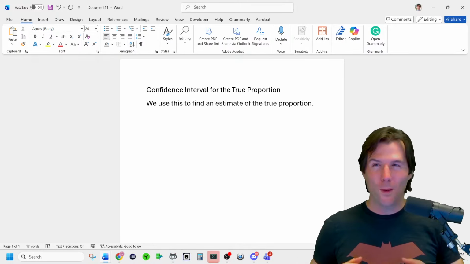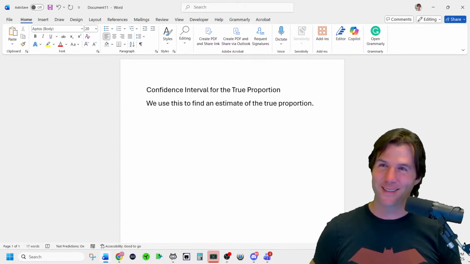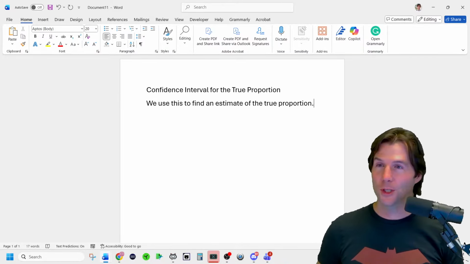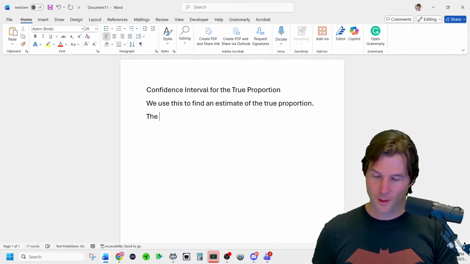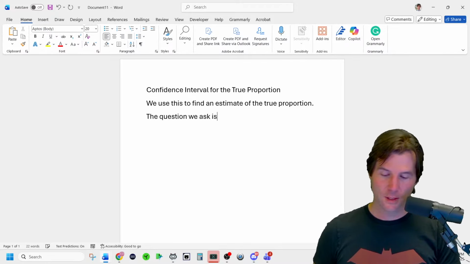So when would we use a confidence interval to estimate the true proportion? We'd use a confidence interval to estimate the true proportion when the question is categorical. The question we ask is categorical.